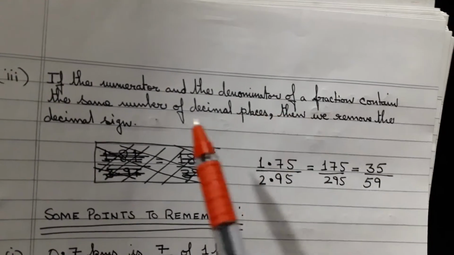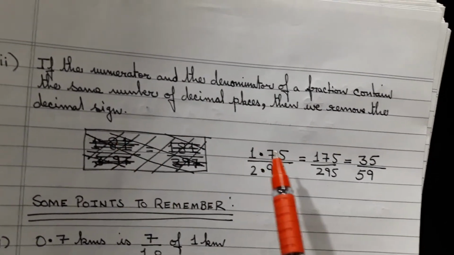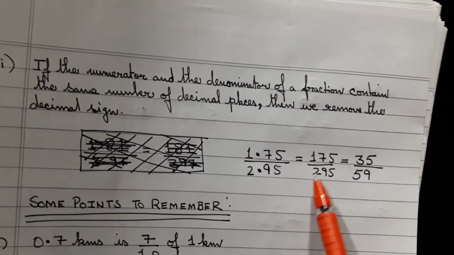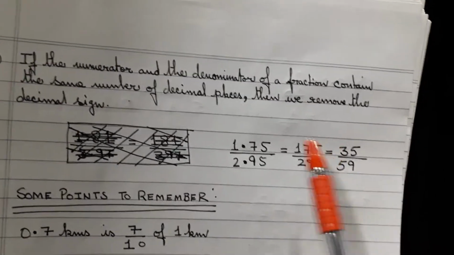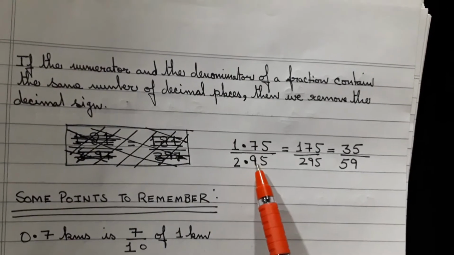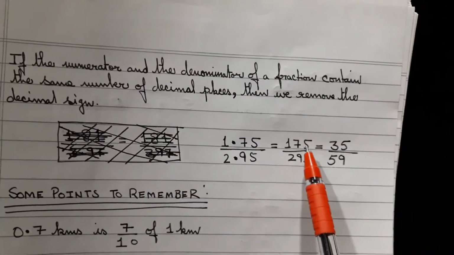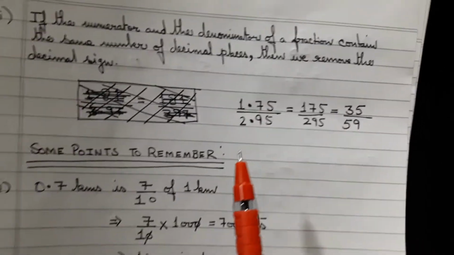If the numerator and the denominator of a fraction contain the same number of decimal places, then we remove the decimal sign. 1.75 divided by 2.95 becomes 175 over 295, which is 35 over 59, the vulgar fraction over here. So same number of decimal places, 2 decimal places and 2 decimal places, so I have removed the decimals. You can further reduce it to a simpler fraction.